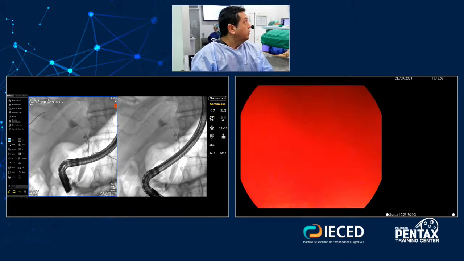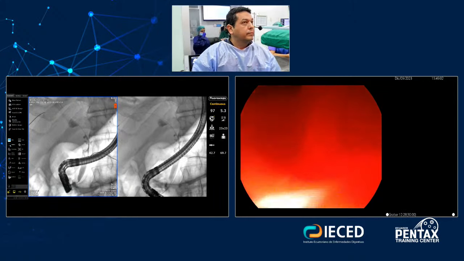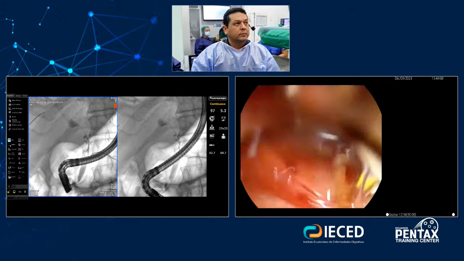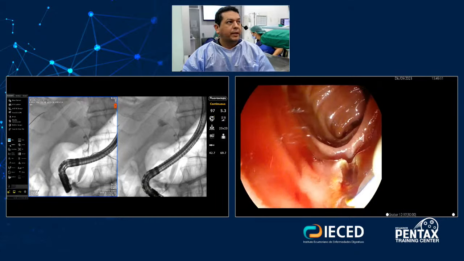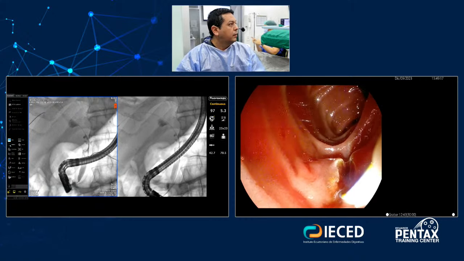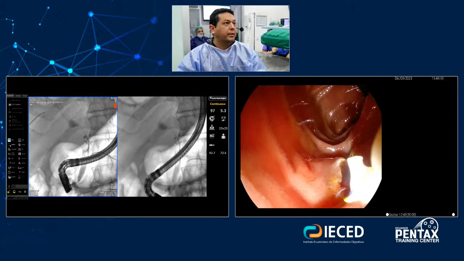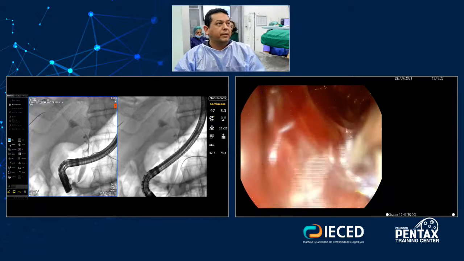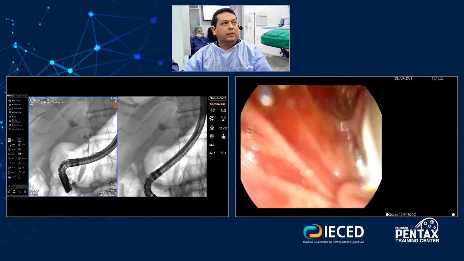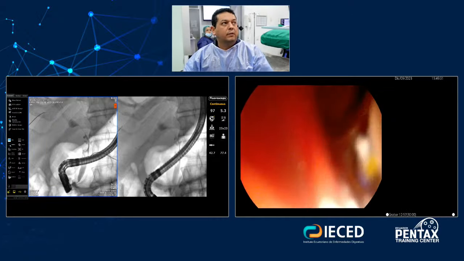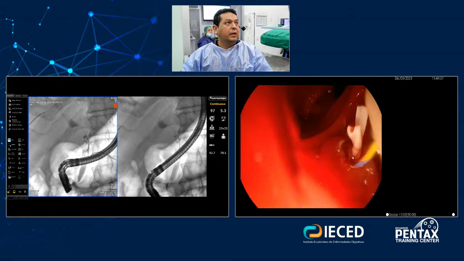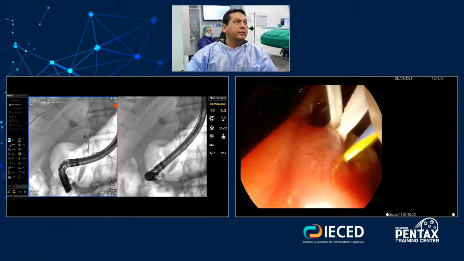So now you can see there, I am putting the stent. You see here, and you can see by fluoroscopy very well. So now I am perfect there. So you can see here the stent was delivered, and now I will start to work in my biliary tract.